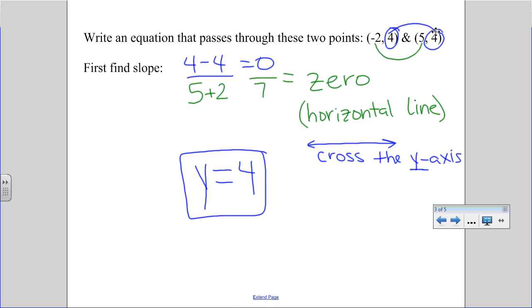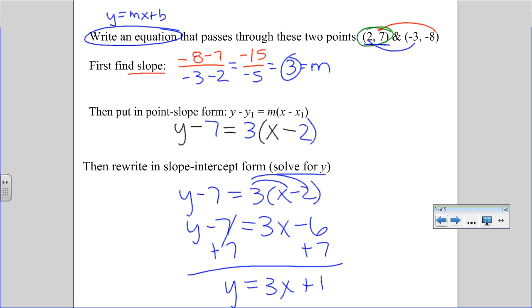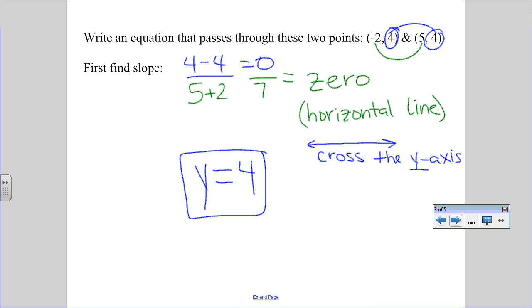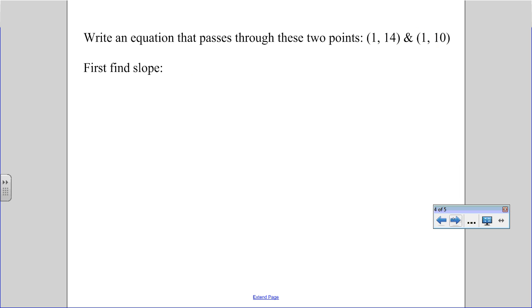So sometimes you get problems that work out just like we had before. You get a nice slope, and then we're back into what we did in 2.3a or 2.4a. There are other times where we get these special lines where we've got to stop and think, what do I notice about my ordered pairs? What do I know about the slope and the type of line that is? All right, let's take a look at the third example.